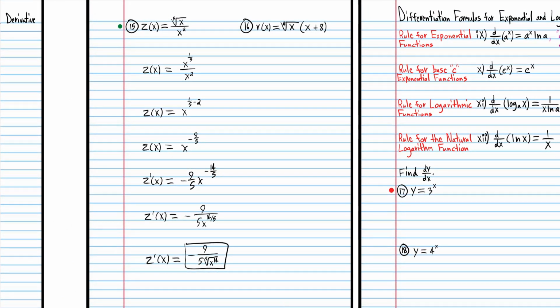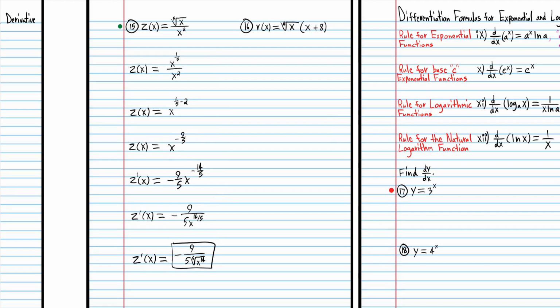Okay, so you don't want to use the product rule for number 16. You can do it, but you don't want to. You want to simplify this first. So you want to change the 4th root of x to x to the 1/4 power and distribute. So try number 16. When you come back, we'll do it together. Do not find the derivative before you simplify the expression.